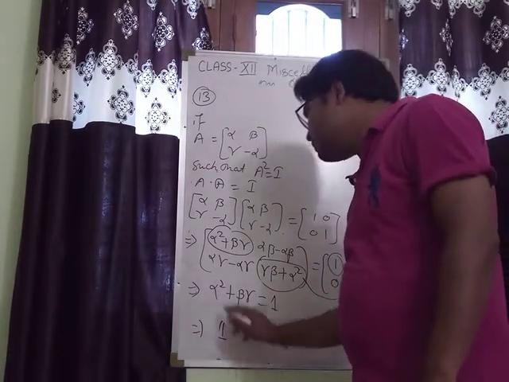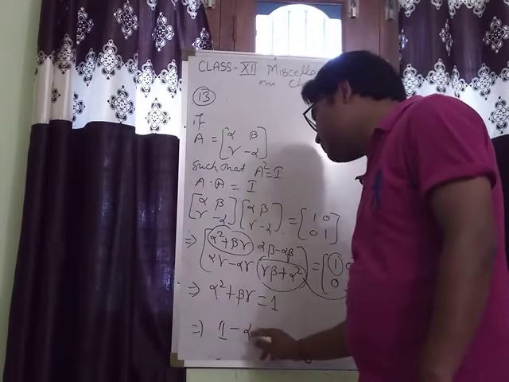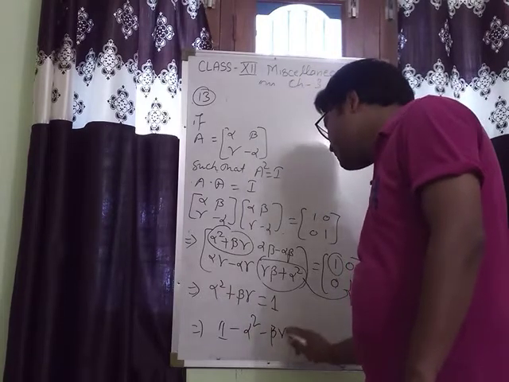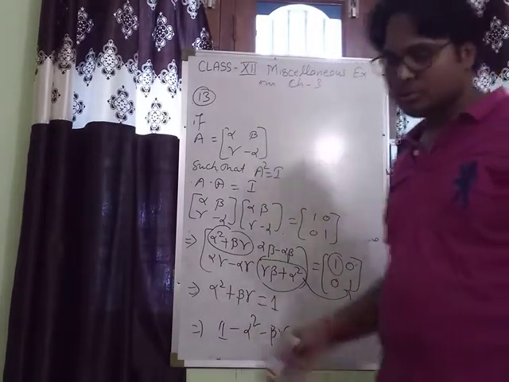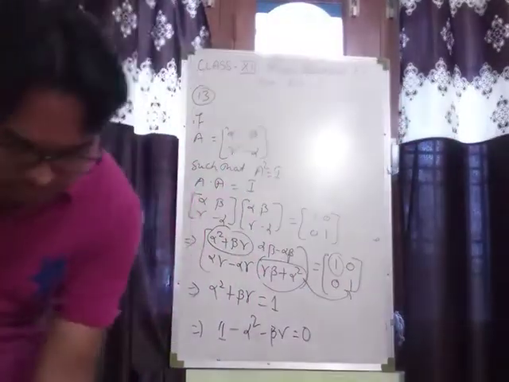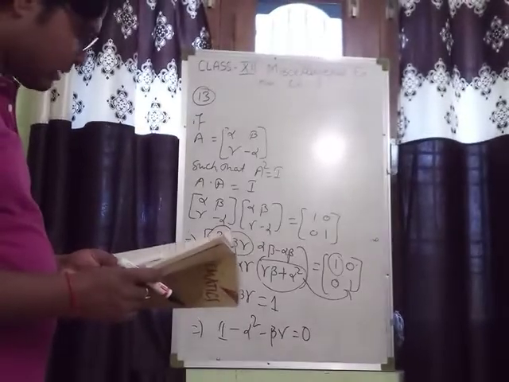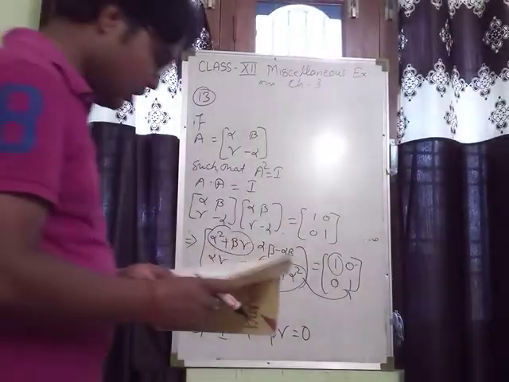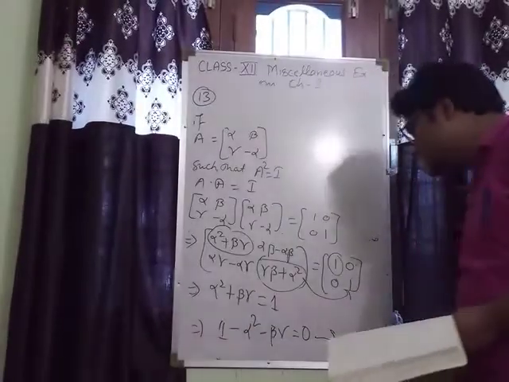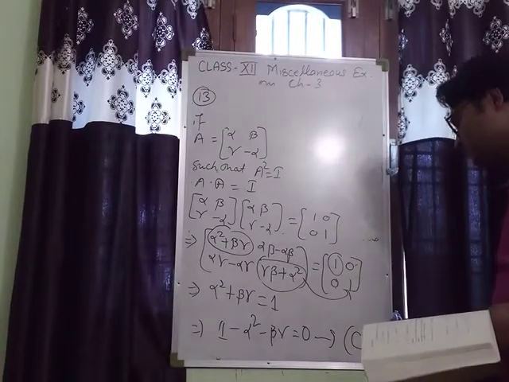So transfer the 1 to the left side: minus alpha square minus beta gamma should be equal to 0. So see which option is correct. I think option number 1, minus alpha square minus beta gamma is equal to 0. Option C is correct.